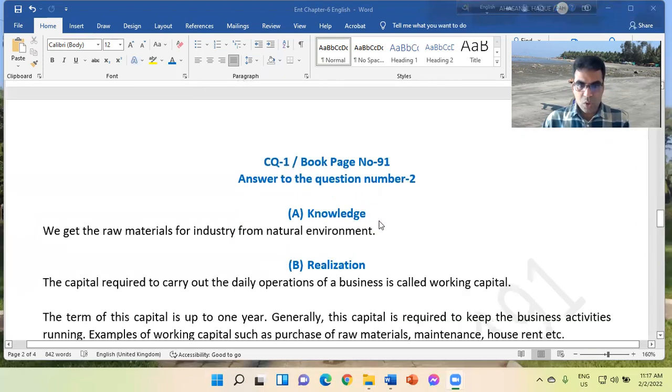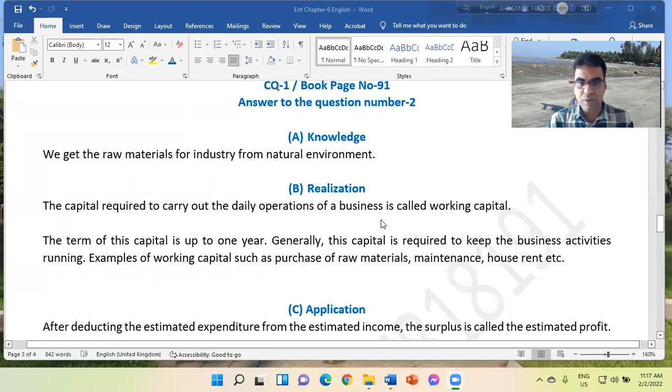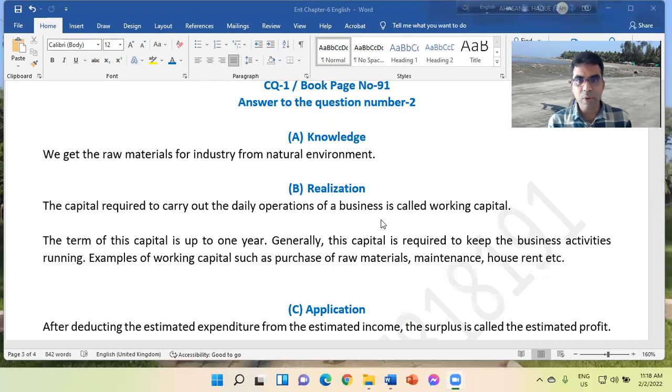Then look, giving the solution shortly first, and you will see from the YouTube. Here is written, from which environment, question number 2, page number 91, from which environment we get the raw materials for industry? We get the raw materials for industry from natural environment, which have been discussed in macro screening process to select to evaluate the project. আমরা প্রজেক্ট মূল্যায়নে যে ম্যাক্রো স্ক্রিনিং দেখেছি সেখানে ন্যাচারাল এনভায়রনমেন্ট রয়েছে। আমরা সেখানে শিখেছি যে as a raw materials comes from natural environment, isn't it? So we get the raw materials for industry from natural environment.